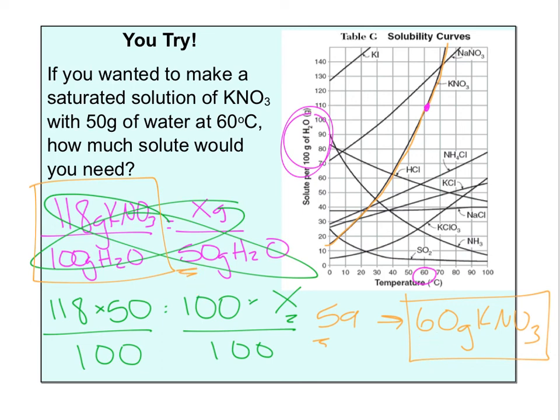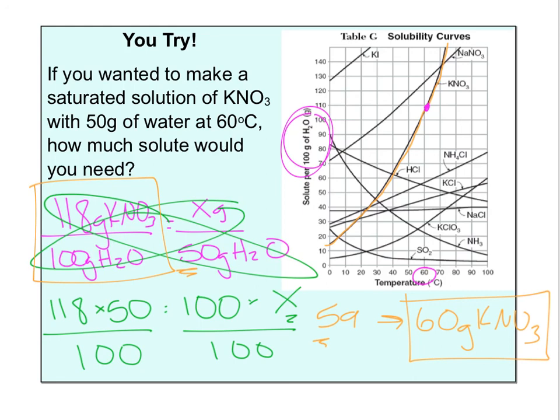So 60 grams of potassium nitrate, which, thinking about it, makes sense. This is about 120 grams of potassium nitrate in 100 grams of water to make that saturated solution. Well, if I'm halving my amount of water, I should be halving the amount of solute that I put in. So that's where we're getting that 60 grams of potassium nitrate from.